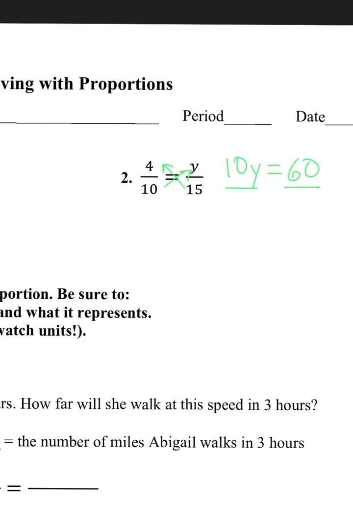All right, so now we're going to go ahead and divide by the number that's attached to the variable, which is 10. Multiplying by 10 and dividing by 10 cancel each other out, which leaves me y all by itself. And then 60 divided by 10, I believe, is 6. All right, so that's numbers 1 and 2.